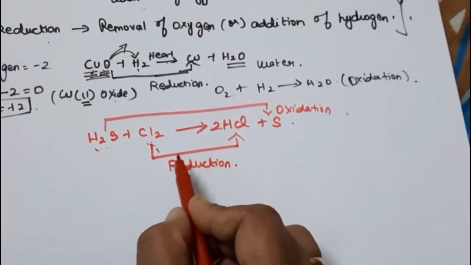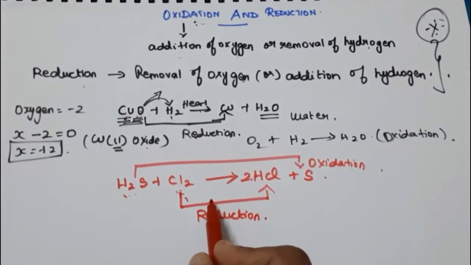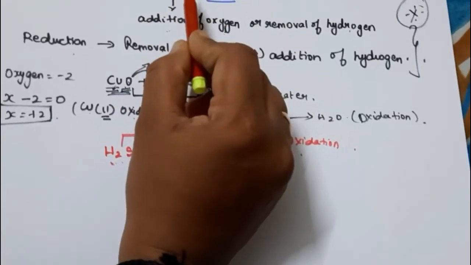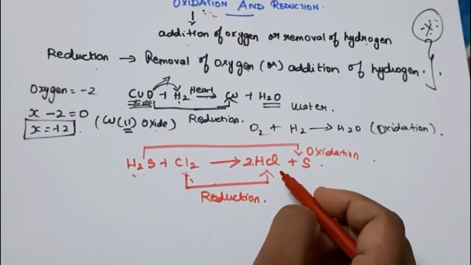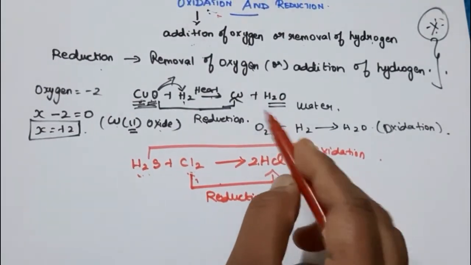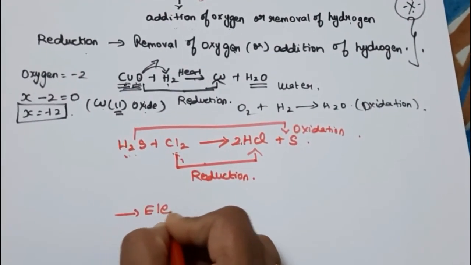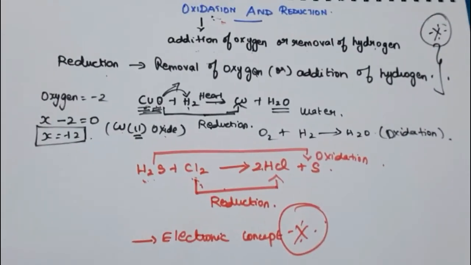So, this is the simple reaction which explains the oxidation and reduction process. Simple explanations on oxidation and reduction reaction. In the next class, I will explain the oxidation and reduction based on the electronic concept. So this is a very important concept.